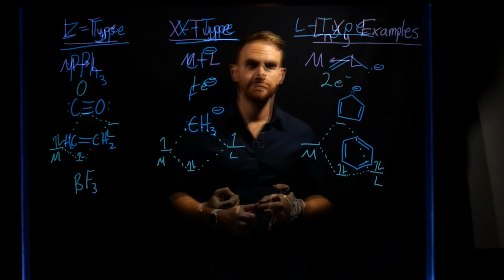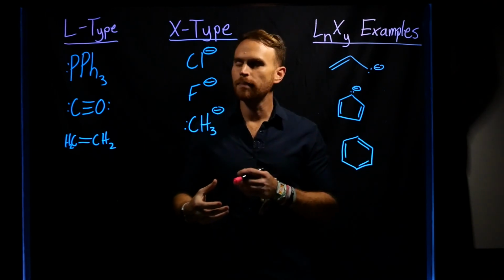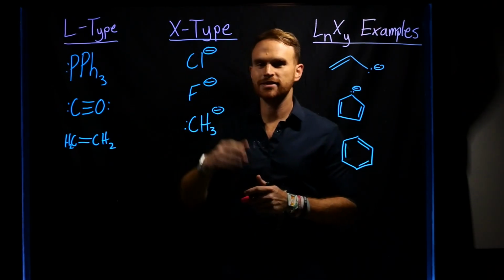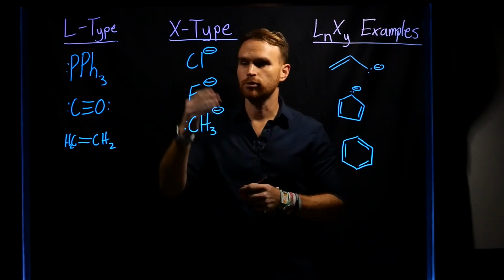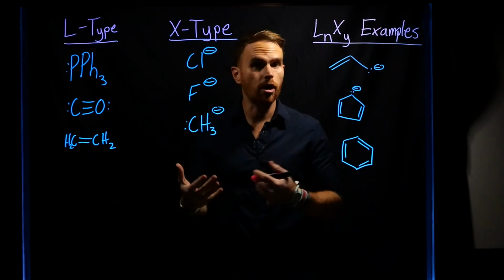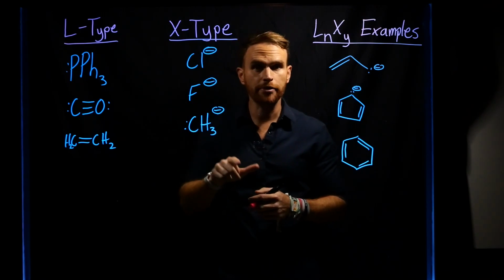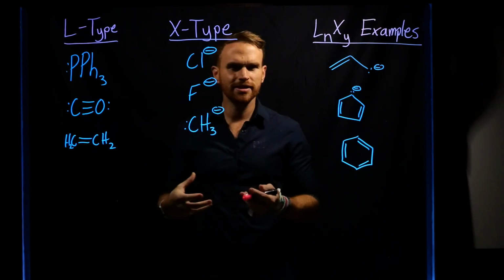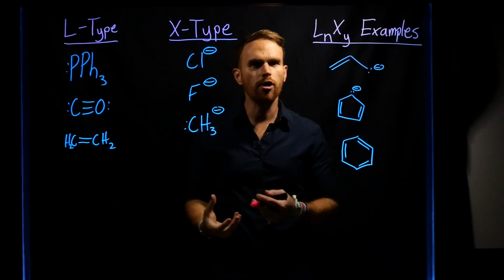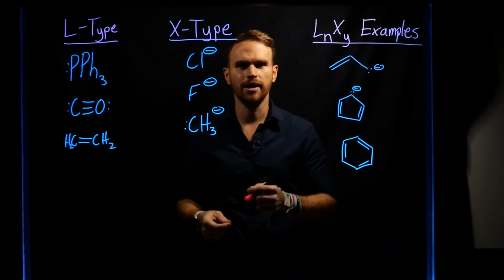Z-type ligands. Here are a few common examples of L and X-type ligands. The X-type ligands are similar to chlorides, fluorides, or other anions such as this methylene group. Additionally, L-type ligands oftentimes have either a lone pair or a pi bond to help you easily identify them.